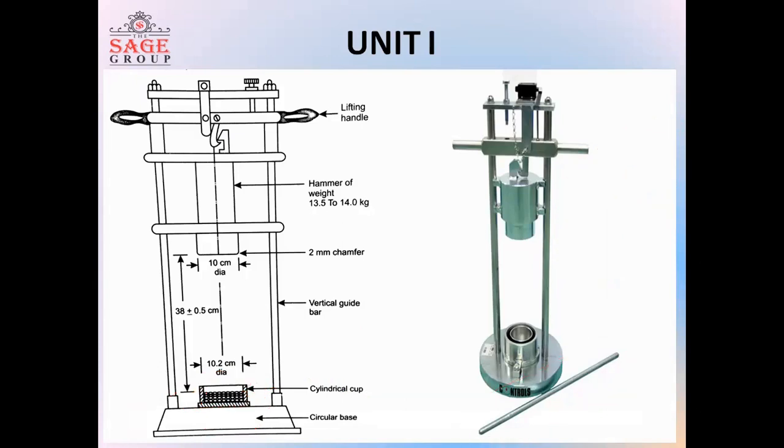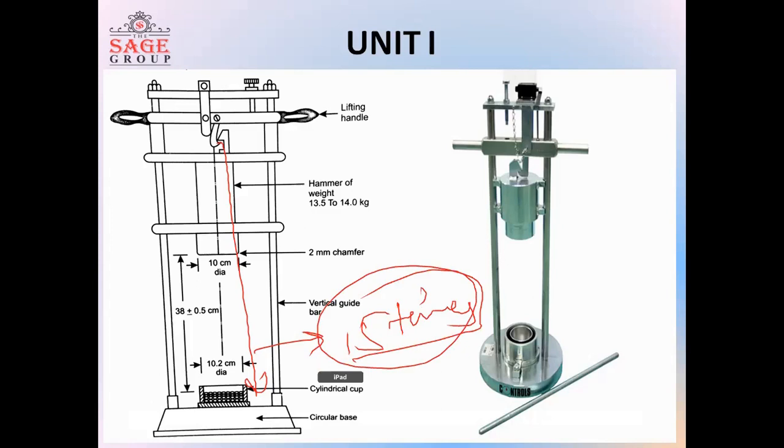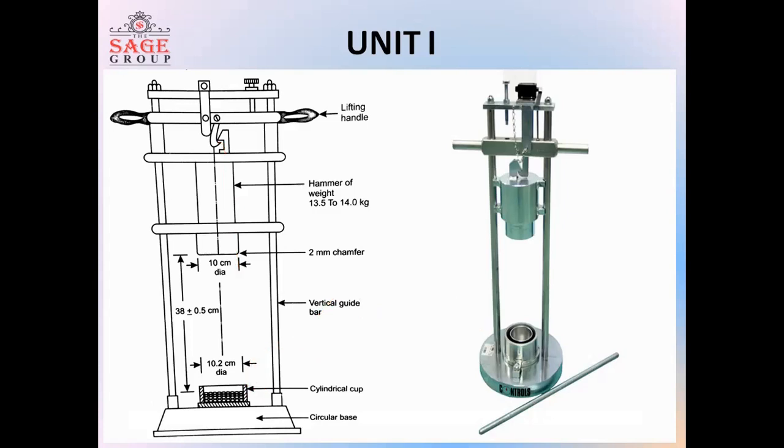Then the hammer is allowed to fall freely on the cylinder 15 times, so that due to the free fall action of the hammer, the stone resists taking the load without any failure, without any crack formation, and this is done 15 times. Then afterwards, the stone pieces are taken out for the calculation of further results. So this is the impact testing machine for finding out the impact test on the stone.